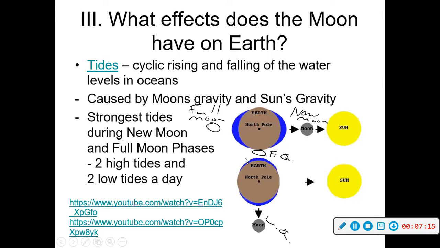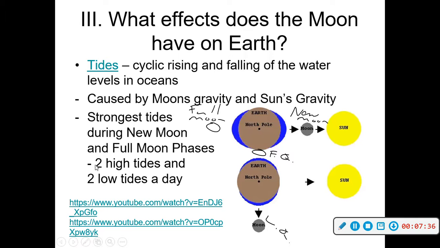And same thing with first quarter, last quarter, except it's the opposite. It's going to be a weaker tide, because in first quarter the moon's pulling this way, and the sun's pulling 90 degrees from that. So the tidal bulges are smaller on the Earth during the first quarter and last quarter.